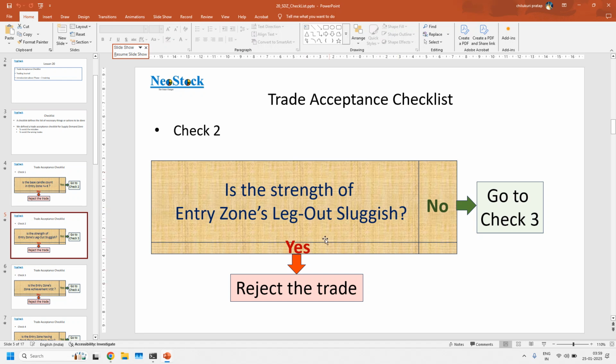Okay, so once you draw the zones on the chart, you can identify it. If the leg out is sluggish in your zone, just ignore that zone. Don't plan the trade. Reject the trade. But in the HLQ zone strategy, we don't bother whether it is sluggish. Any kind of zone, we will be planning our trades. We need to have fine-tuned 5 minutes order flows. That's it.